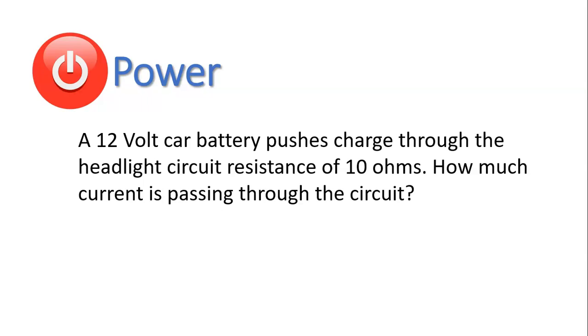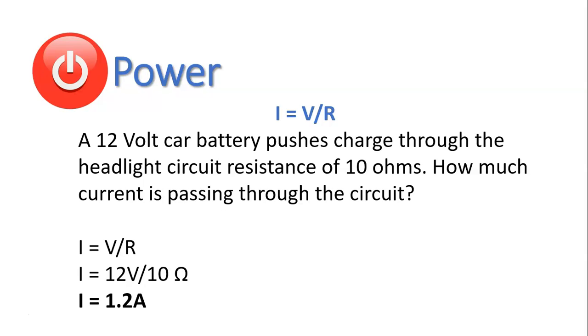But okay, so we have a 12 volt car battery that pushes charge through the headlight circuit resistance of 10 ohms. So that means you are just checking on how much current is going to pass through your headlights in your car. How much current will pass through? Let's use the real base equation that we have here, right? We're solving for current. Ohm's law is already solving for current, so that's a win. 12 volts divided by 10 ohms. We get 1.2 amps. So that's awesome.